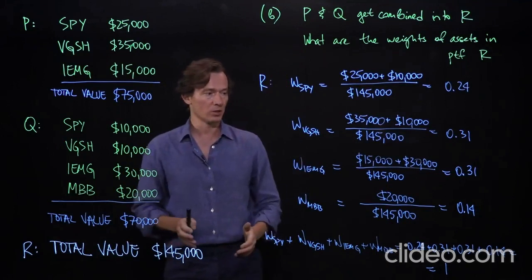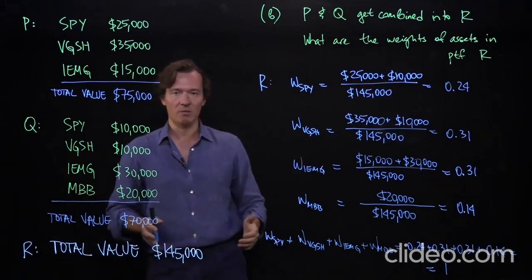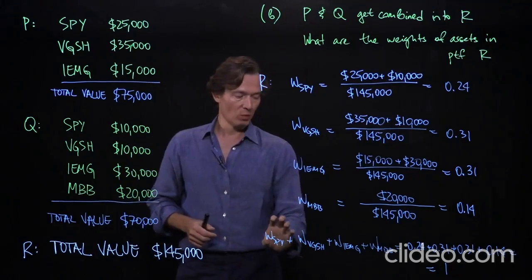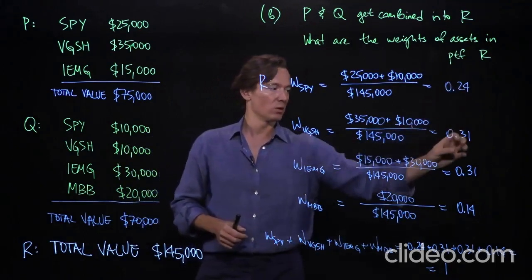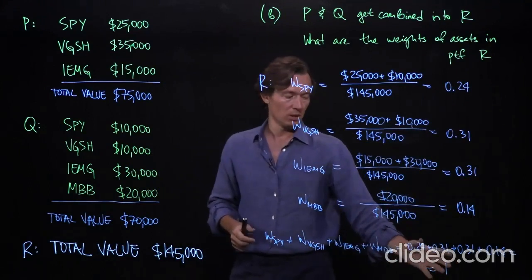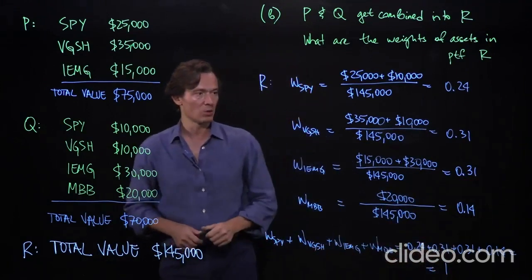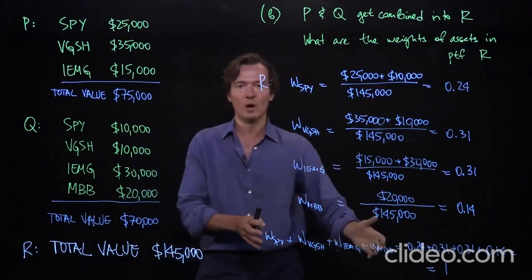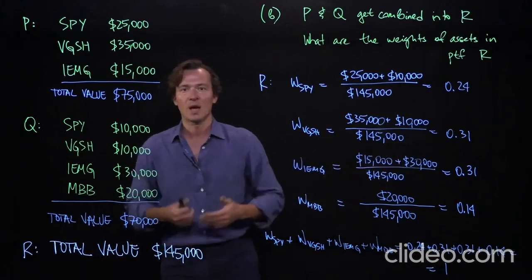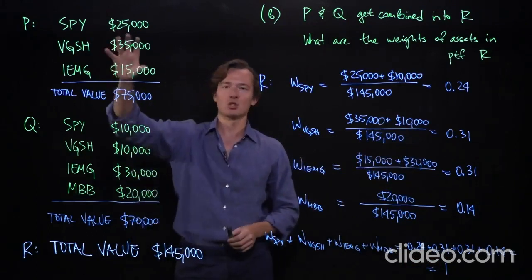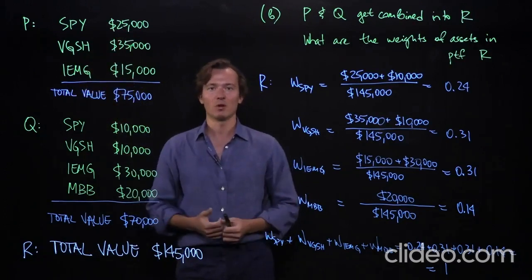Again, just to make sure that we haven't made arithmetic mistakes somewhere, we add up the weights of individual assets and make sure that it all adds up to 1. And in this case, it indeed all adds up to 1. So this portfolio looks okay. All of the weights add up to 1. And this is how you compute portfolio weights given the positions on individual assets in the portfolio.